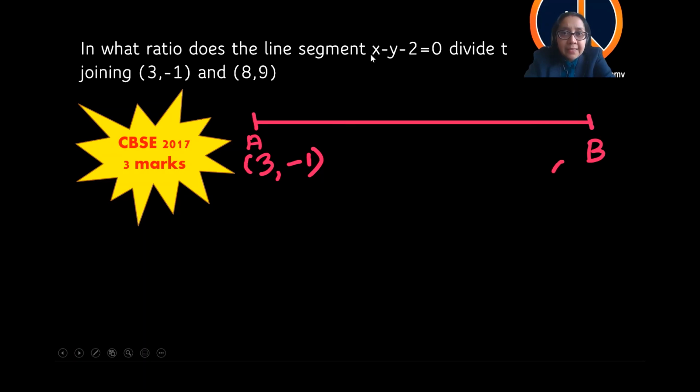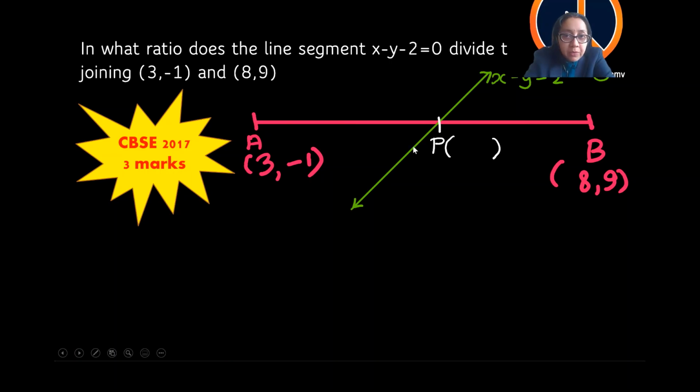This is another line segment, the second one, which is cutting this particular line, the pink line here. And this equation is given as x - y - 2 = 0. So what do we have to find out? We have to find the ratio in which it cuts, AP by PB. So let the coordinates of point P be (x, y), and P is the intersecting point of these particular lines.